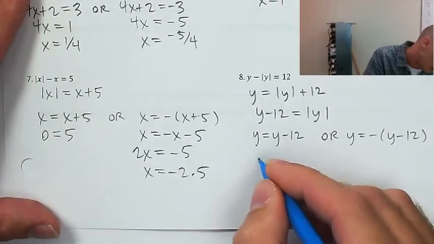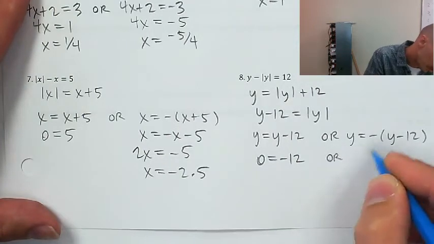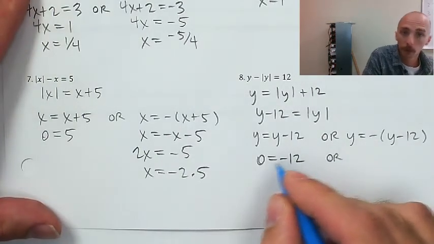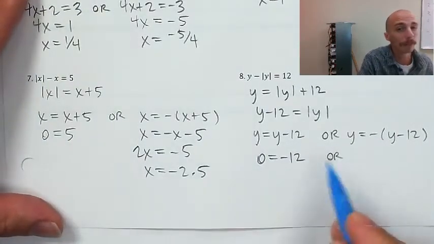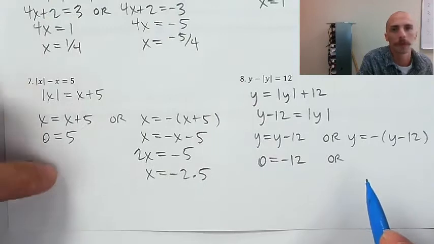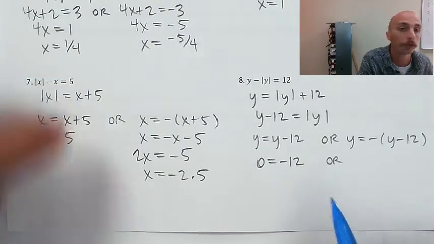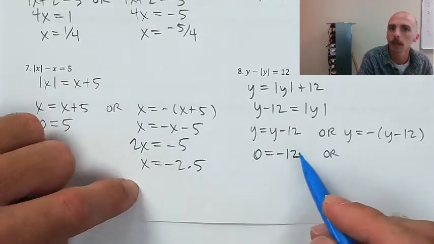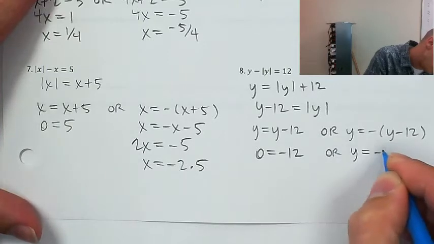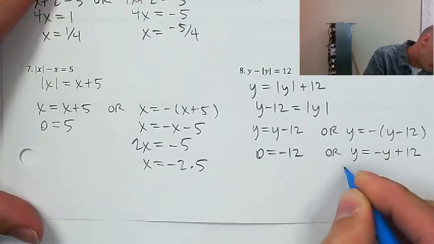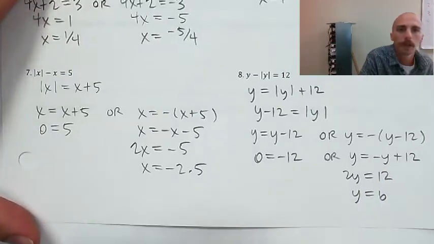And then from here, I'm going to say, all right, that's 0 equals negative 12, and that's not going to work for me, right? That's not going to give me any solution, kind of like 0 equals 5 didn't give me any solution. But it doesn't automatically mean no solution, right? So I'm not going to write no solution right under here, because that would indicate that this entire equation had no solution, but we found one. So it's just not contributing a solution, this side. For here, y equals negative y plus 12. 2y equals 12, y equals 6.